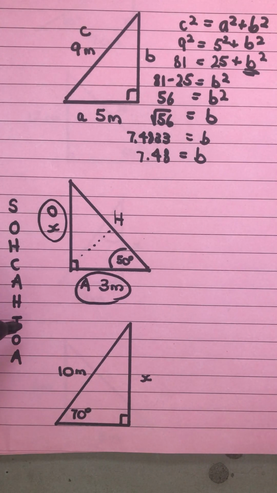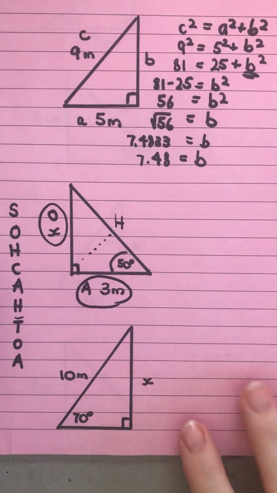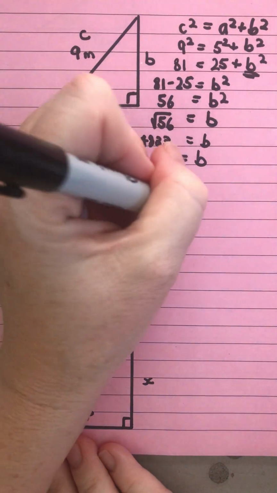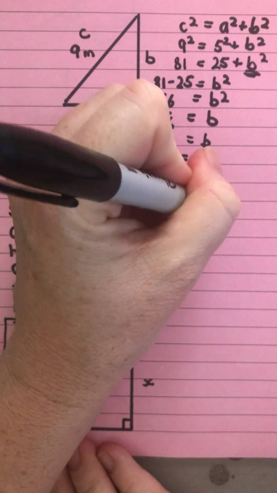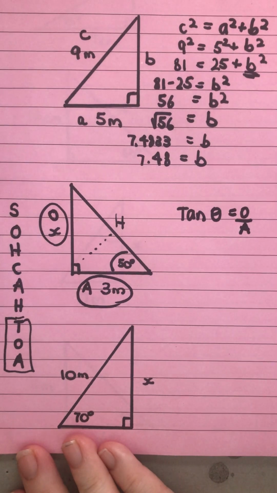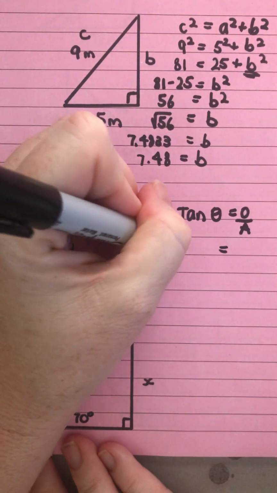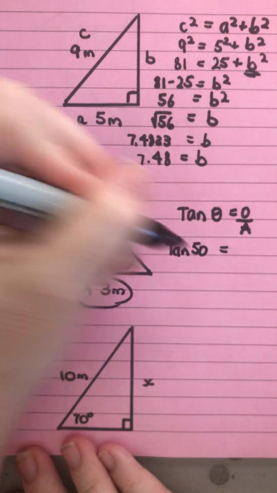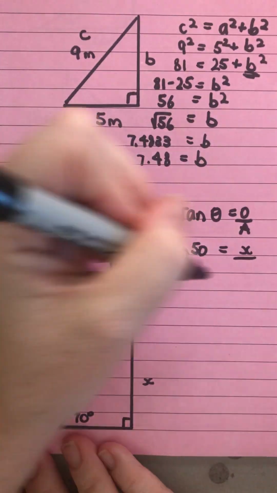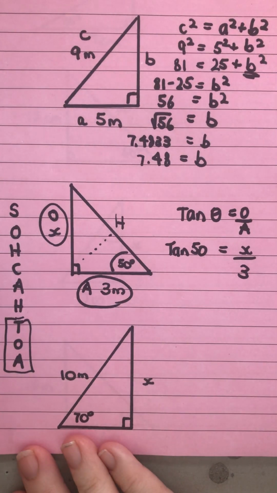And when I look at my SOHCAHTOA reminder here, that tells me I'm going to use tan. So I'm going to write my rule here, tan theta equals opposite over adjacent. Now I'm going to put in what I know, tan of 50, because theta is just my angle, is equal to x over 3.